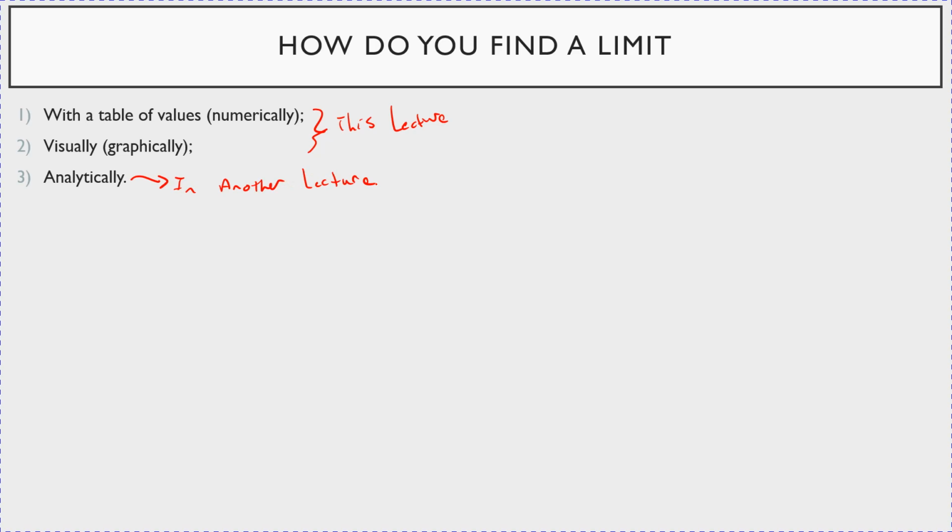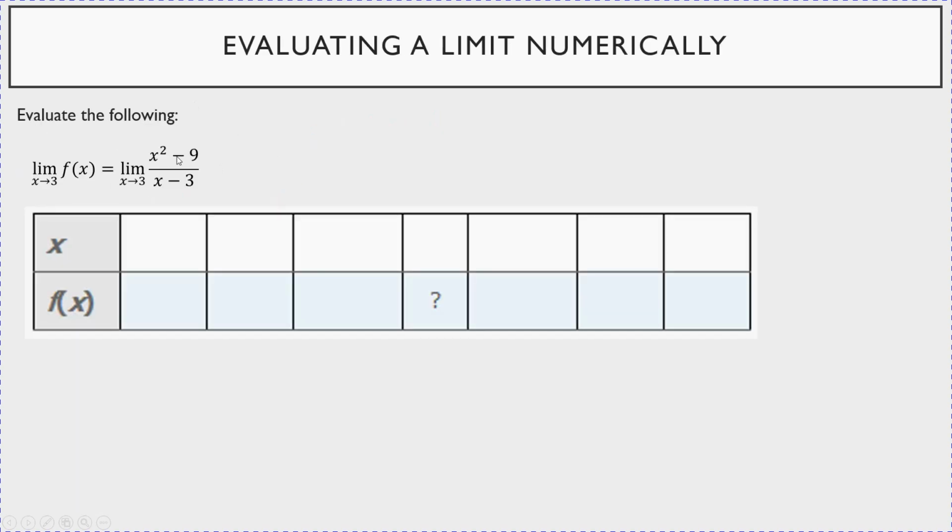So here's the first way: how you solve it with the table of values. I want to look at this problem again. I want to find the limit as x goes to 3 of f of x, which is the limit as x goes to 3 of x squared minus 9 divided by x minus 3. So here's this number I'm looking for. I want to find this limit. What is this limit equal to?